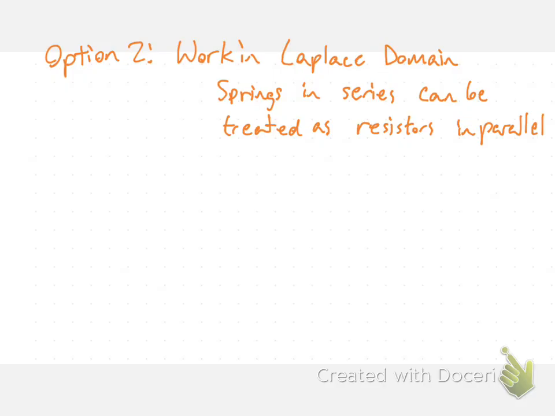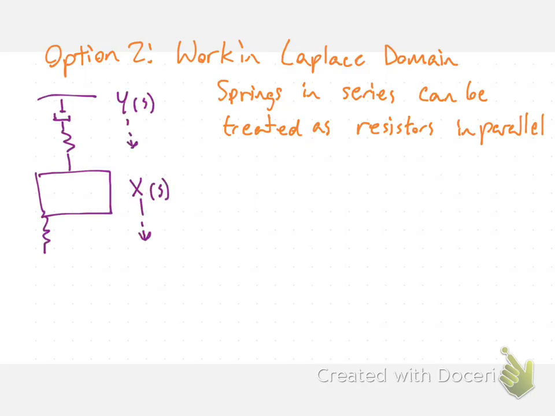Because if we do that, then we can treat springs in series as resistors in parallel, where the equivalent spring will be equal to the summation of the inverses of every element. So let's say that we have that same system from before in the previous video, or if you're just watching this, this should be the one that we did in class with our notes.